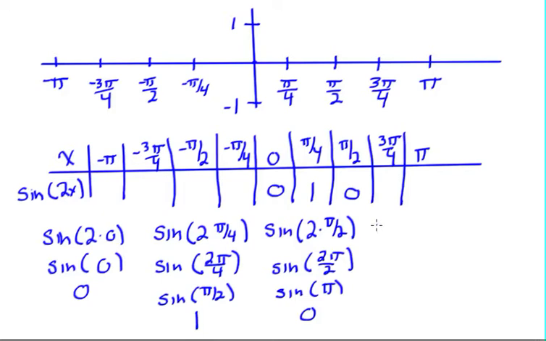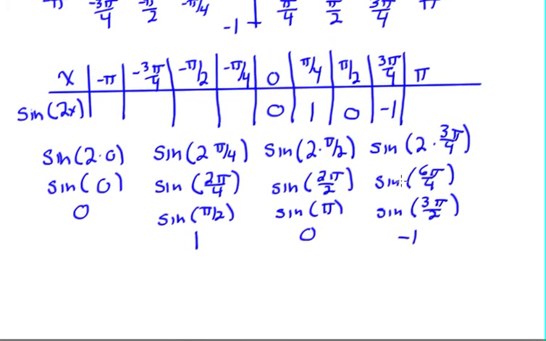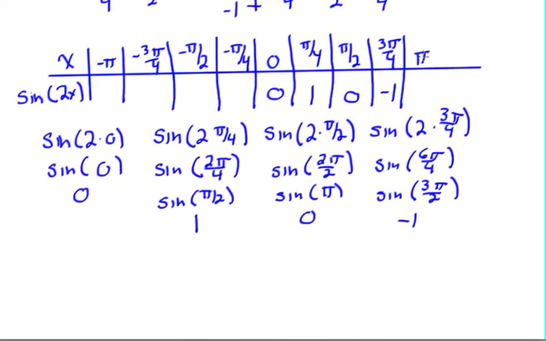3 pi over 4. Sine of 2 times 3 pi over 4. So that would be the sine of 6 pi over 4. Reduce that out. 6 pi over 4 reduces to 3 pi over 2. Sine of 3 pi over 2 is -1. Hopefully you're starting to see the pattern by now. Let's work out one more point just to make sure we got it correct here. The pi. So sine of 2 times pi, that's easy. Sine of 2 pi is 0.